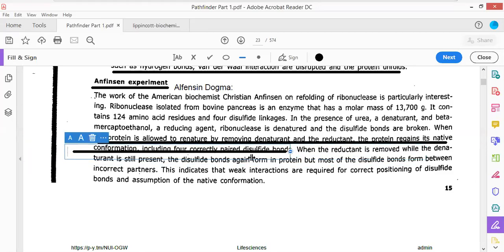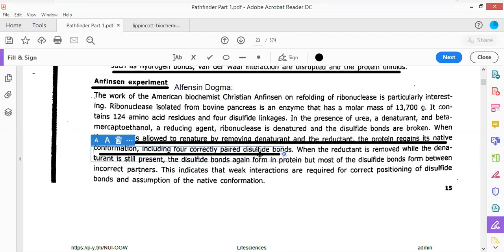Now, how was the protein able to regain its correct conformation? For that, you will have to look towards me.